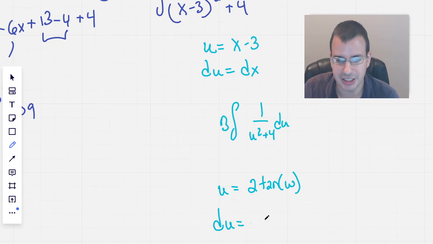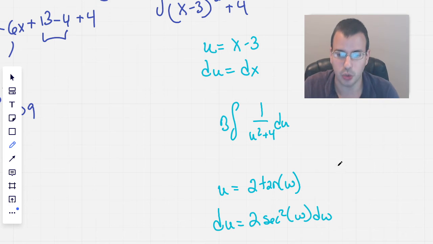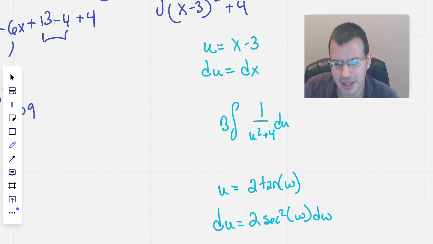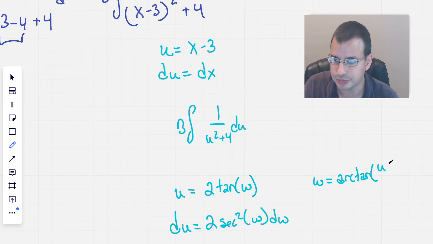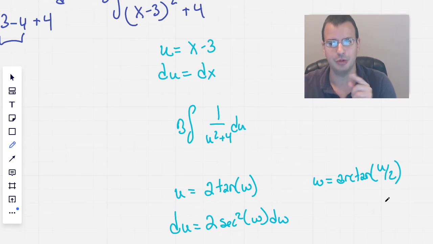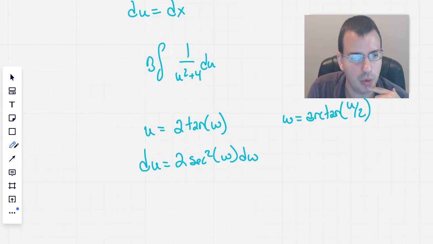I'm also going to say that du equals 2 secant squared of w, dw. That's the derivative of tangent is secant squared. And then I'm going to say that w, I'm just going to rearrange this, equals arctangent of u over 2. And you're like, wow, why do we need that? I think we'll need it later. Whenever you do u substitution, it's usually easier to get these out of the way.